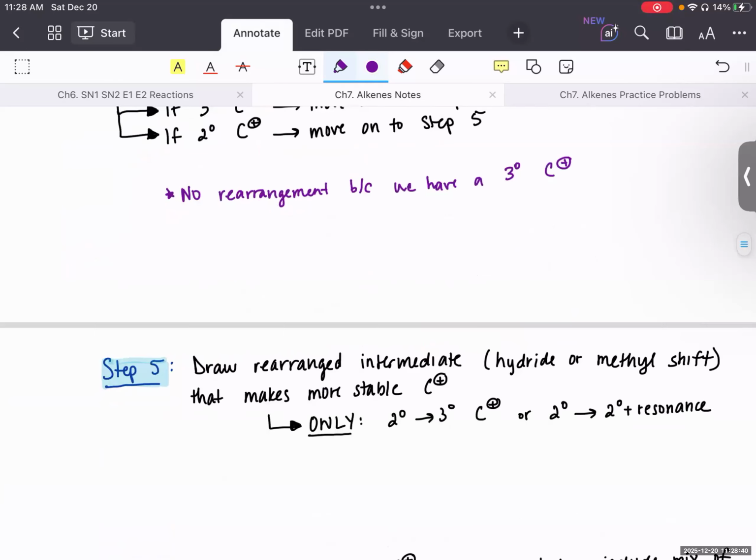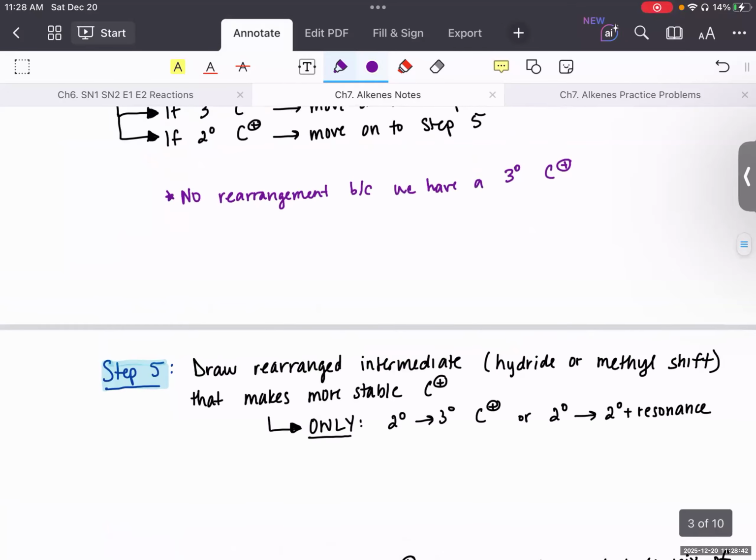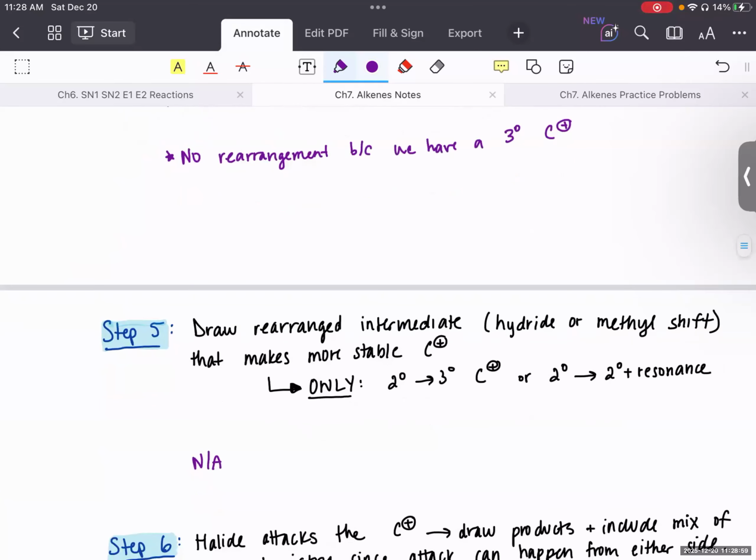All right, so we're going to skip step 5, but I'll quickly talk about it. It's not going to be relevant for our practice problem here. But if we do have a secondary carbocation and we could potentially form that rearrangement, then we would draw that rearrangement and we would have that extra step within our mechanism. Again, we'll do a practice problem with that in a second. But as a reminder, we're looking for either secondary to tertiary carbocation rearrangements or a secondary to secondary with resonance rearrangement.